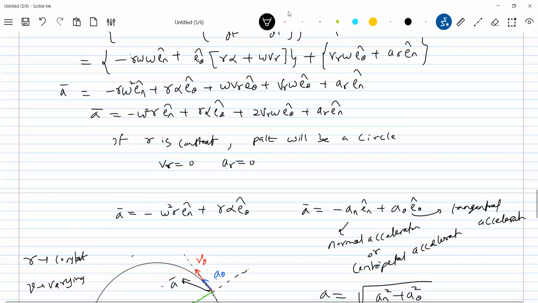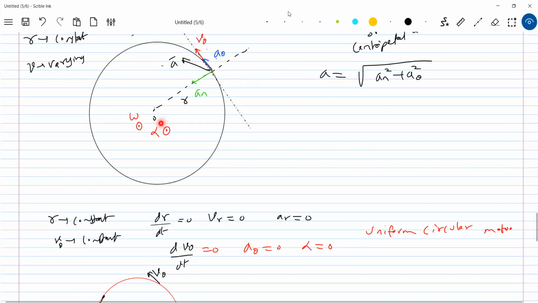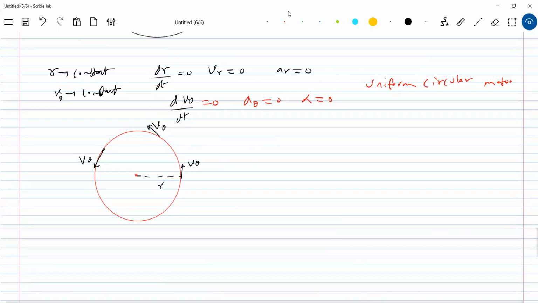So what is only left over? It will have only one acceleration. What is that acceleration? Omega square r e n cap. So what is e n cap? E n cap is radially outward. Therefore it will have one acceleration called centripetal acceleration. So a n is equal to omega square r.